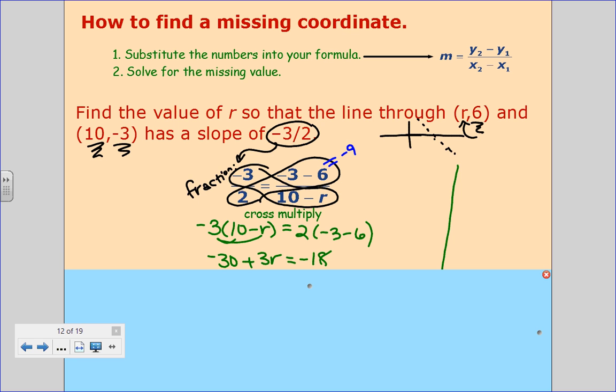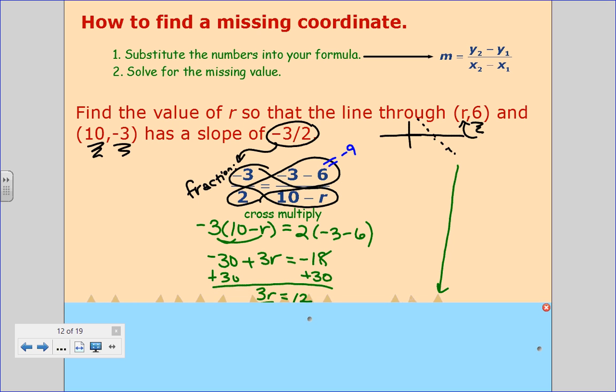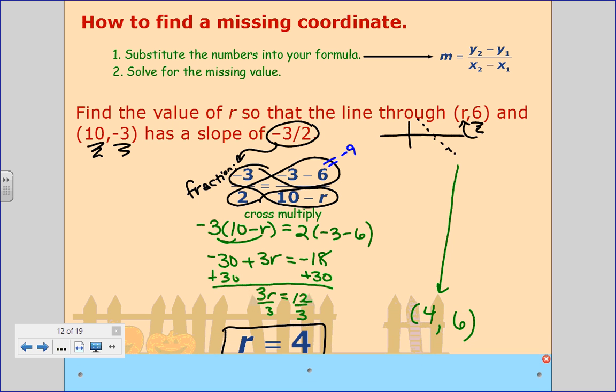Okay, but on the other side, when we set up the cross product, we're going to have to do some distribution of negative 3 times 10 and negative 3 times negative r, which becomes plus 3r. Then we solve for r, so I need to undo my operations, adding 30 to both sides, divide by 3, and we get that r's value will be 4. So the value of r that would make this scenario true is 4, so that's the x value for that point. Okay, so with a problem like this, we fill in what we know and solve for what we don't.